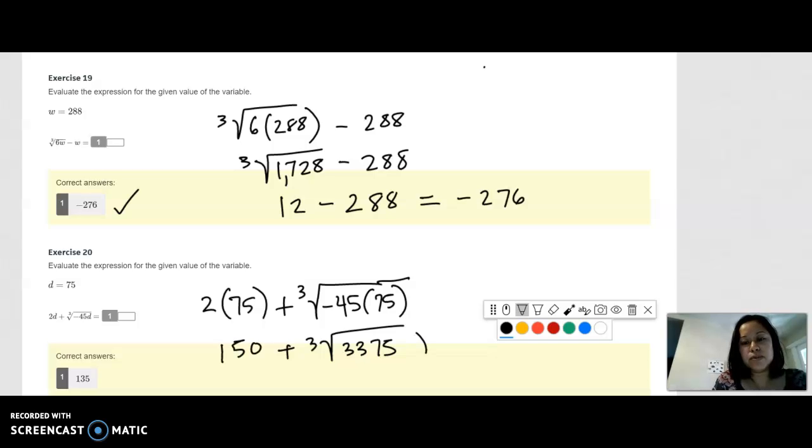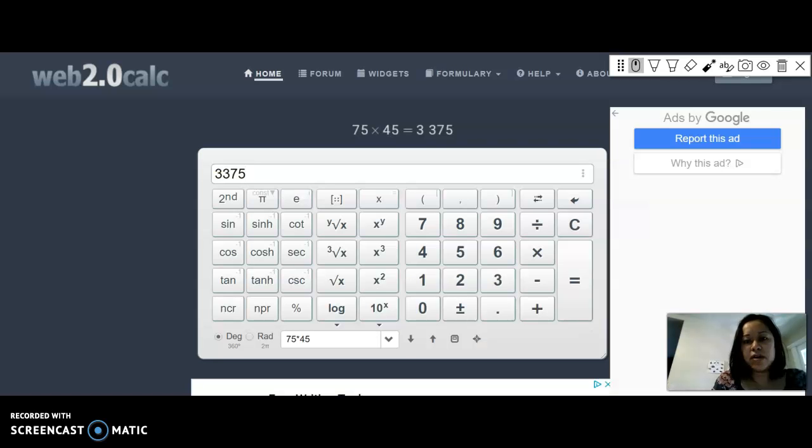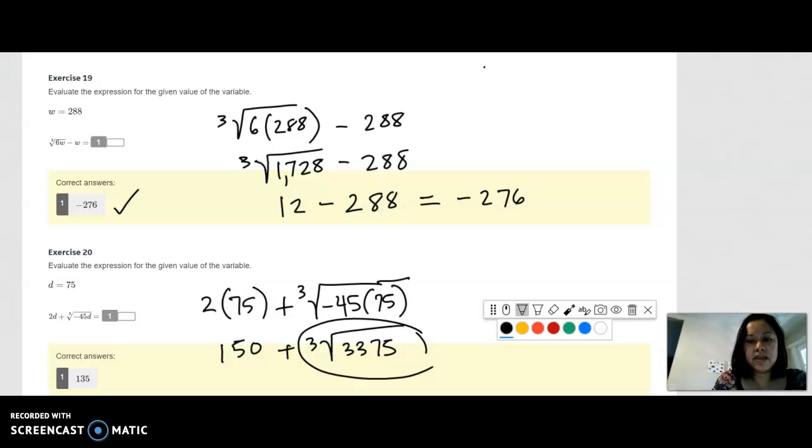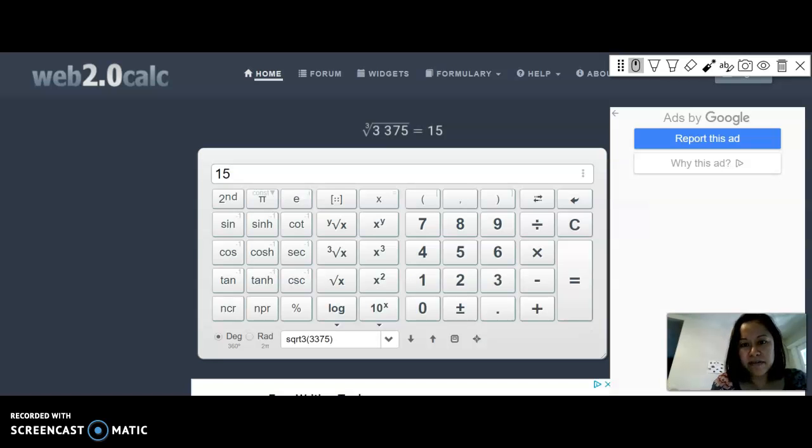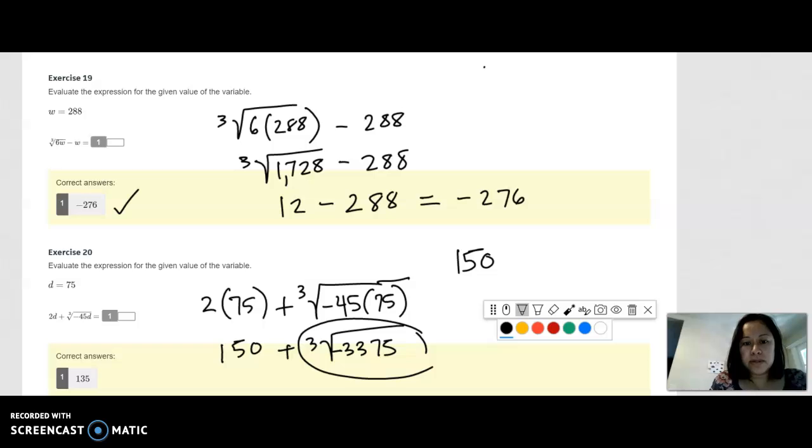So of course do our cube roots first, right? So we're going to go to the calculator, cube root that. Oops, something happened. Go back. Okay, the cubed root is 15. So then we're really going to have 150. And I forgot that this was a negative. So it's actually going to be negative 15, right? So that's going to be plus negative 15. And when you add those together, you're going to get 135.